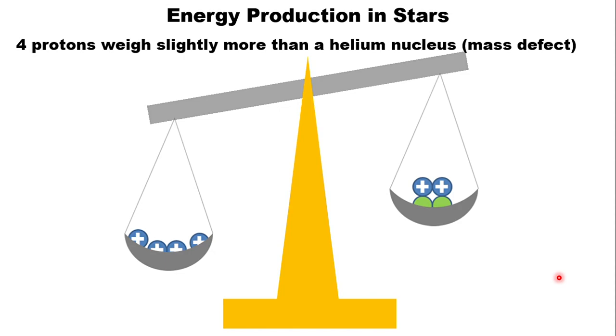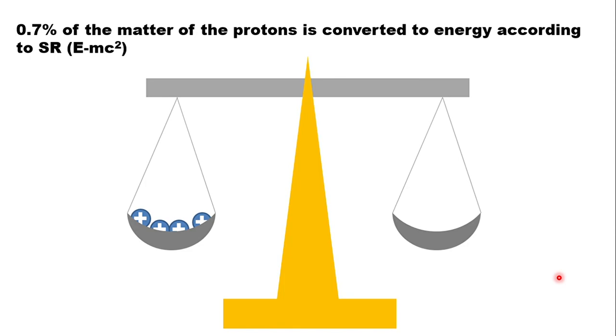In fact, it doesn't disappear. It converts to pure energy, as special relativity predicts, according to E equals mc squared. So in fact, what happens is you have the matter of these four protons, you convert them to two protons and two neutrons, but a little bit of that matter converts to energy.